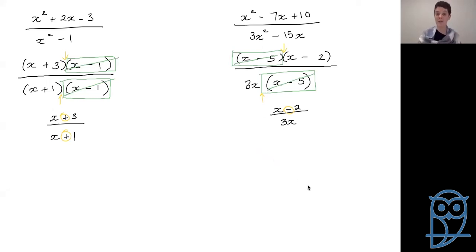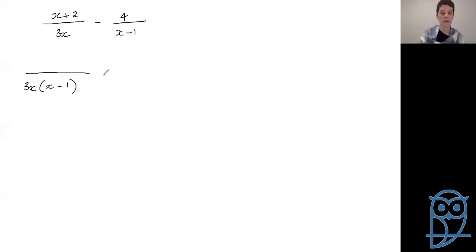So going back to recap some more addition and subtraction questions. What if we had x plus 2 over 3x minus 4 over x minus 1? So we're back to that same series of steps. The first thing we need to do is, what's our common denominator? Both of these are algebraic. We're going to multiply them together. So we have something over 3x, x minus 1, minus something over 3x, x minus 1.